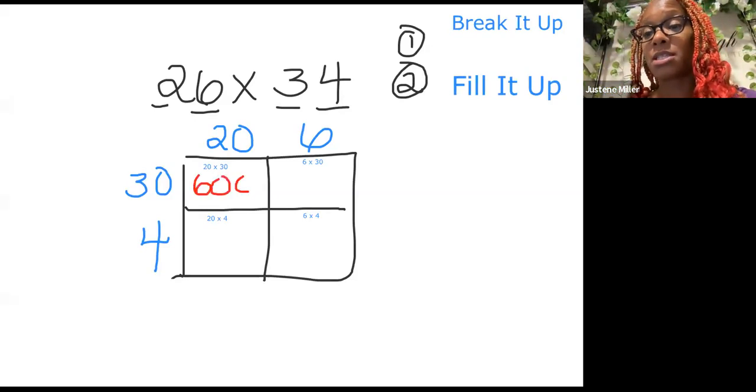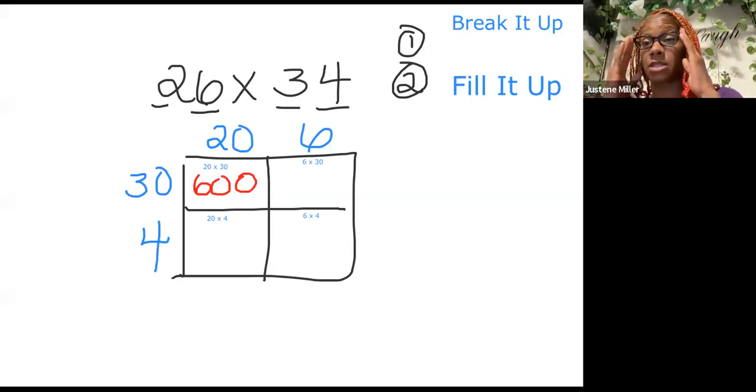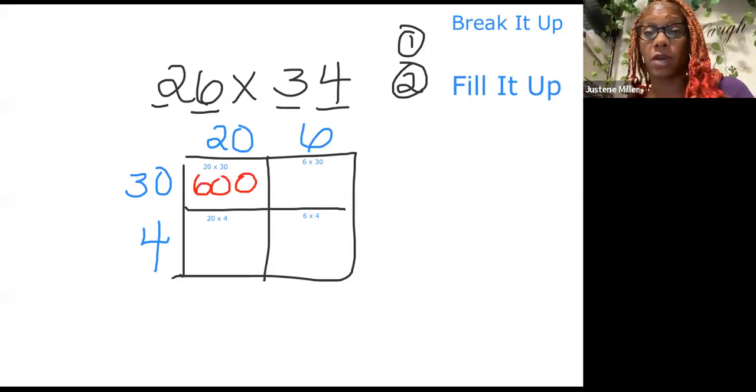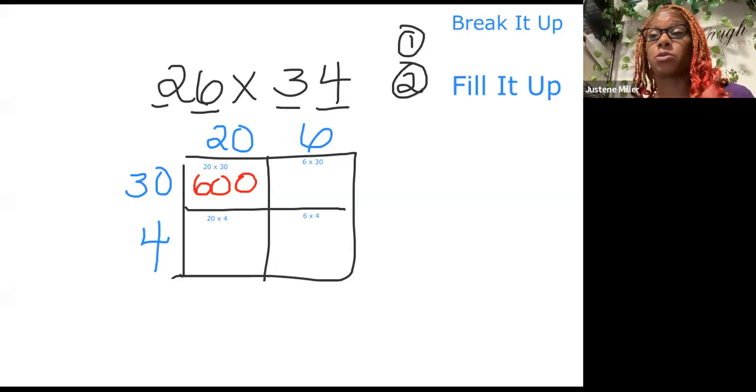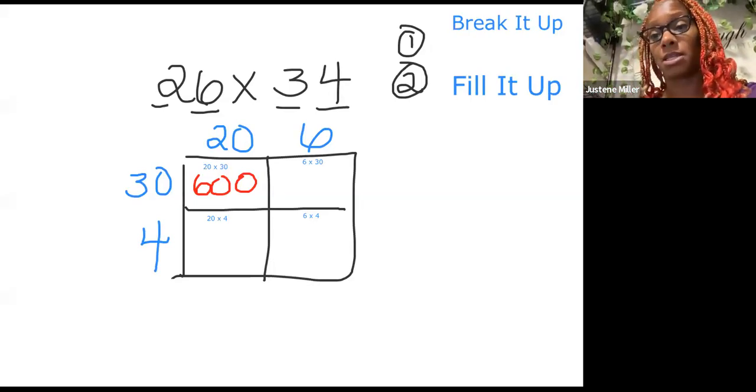So to utilize this method, yes, you'll have to be good at some of your fast fact skills like tens and your regular multiplication facts. If you're not, you're going to brush up on those, or drop a comment down and let me know you need some help with that as well.